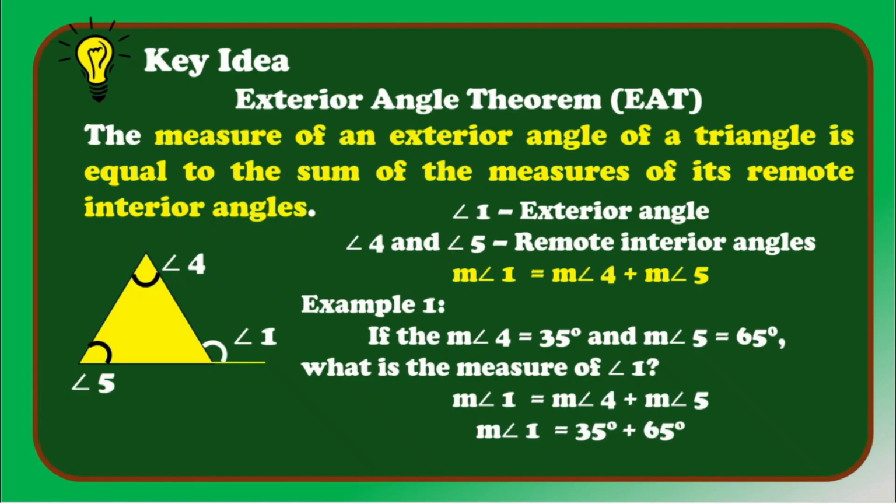The measure of angle 4 is equal to 35 degrees, so we're going to put 35 degrees on it. And the measure of angle 5 is equal to 65 degrees, and we're going to substitute that into the equation. So therefore, we're going to have the measure of angle 1 is equal to 35 degrees plus 65 degrees. To simplify it further, let's just add the numbers. So therefore, the measure of angle 1 is equal to 100 degrees. And that's it. Now let's proceed to the second example.